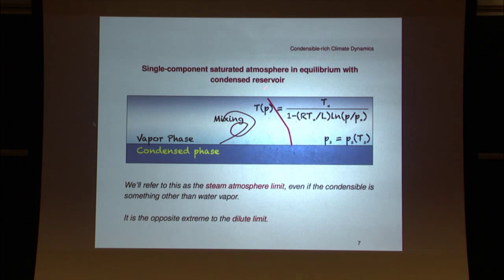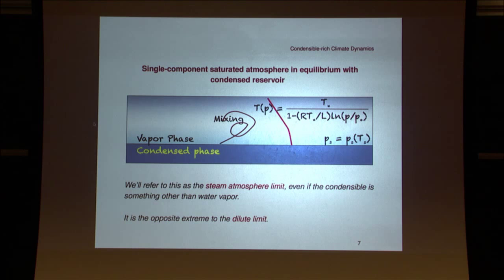And so you get this, these are just thermodynamic constants, C star and P star, and so you get a rather weak logarithmic dependence of temperature on height. So this is the moist adiabat, what we would call the moist adiabat in meteorology, for a single component atmosphere.